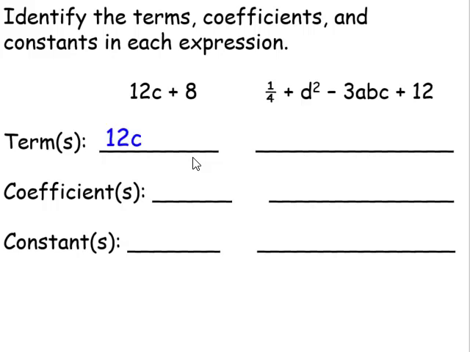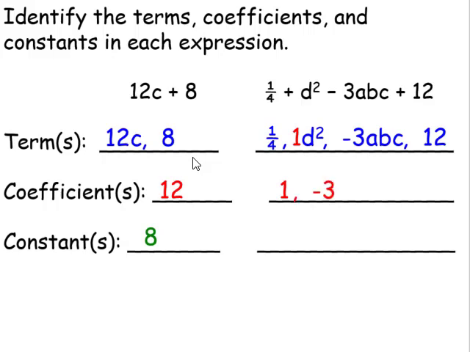Our terms are 12c and 8. Our coefficient is 12. Our constant is 8. On the next one, our terms are 1/4, d squared, negative 3abc, as well as 12. Our coefficients are 1, negative 3. Our constants are 1/4 and 12.